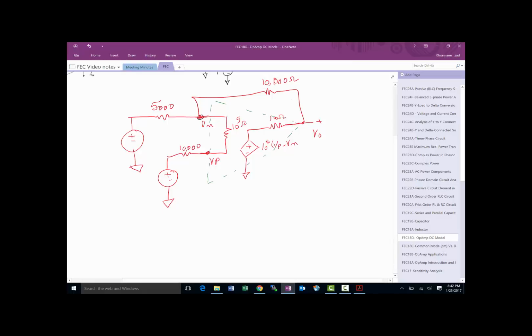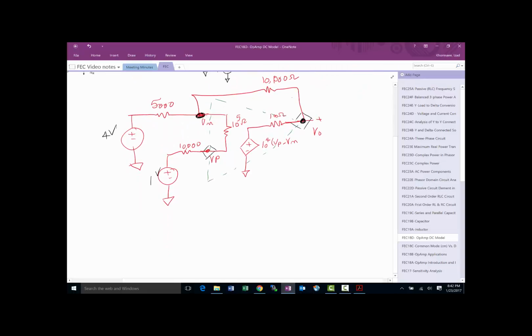How many nodes we have? We have an essential node here. This is not an essential node, so we don't have to worry about it. And then this is kind of not an essential node. So these two are really not essential nodes if you look at it. So the only essential node you have is this one. And if you recall, I believe this was 1 volt and this was 4 volts. Take a look just to make sure. Yep.